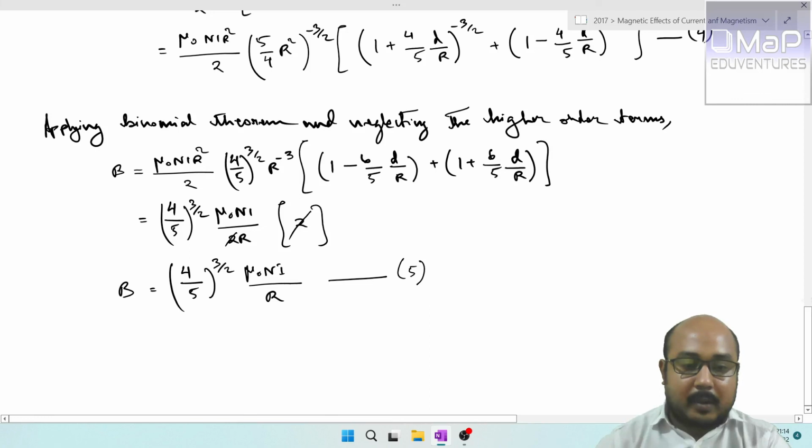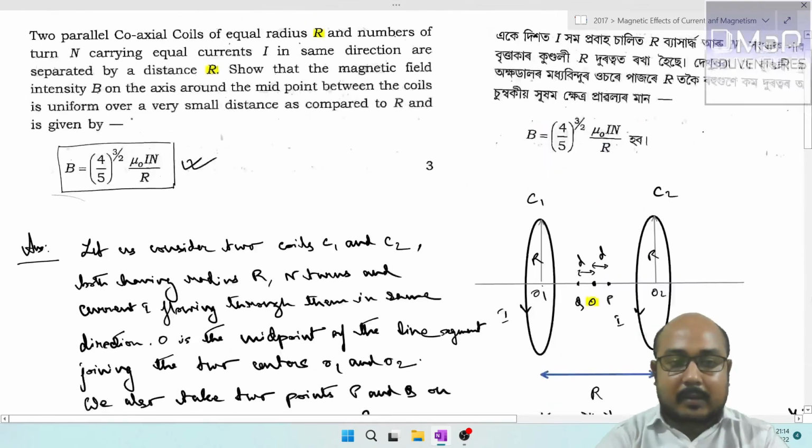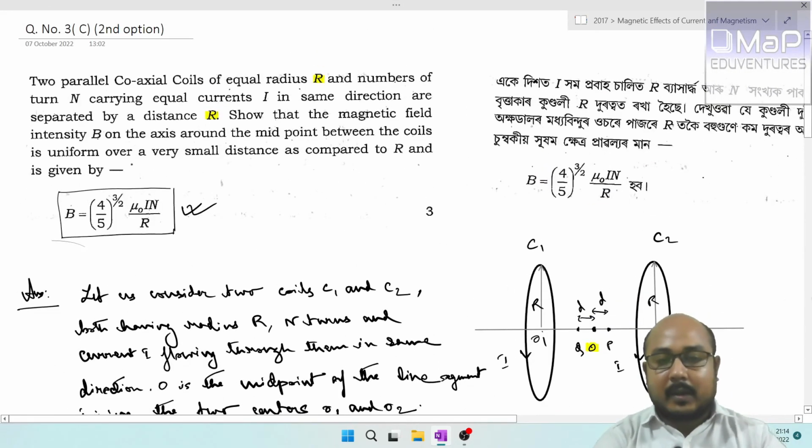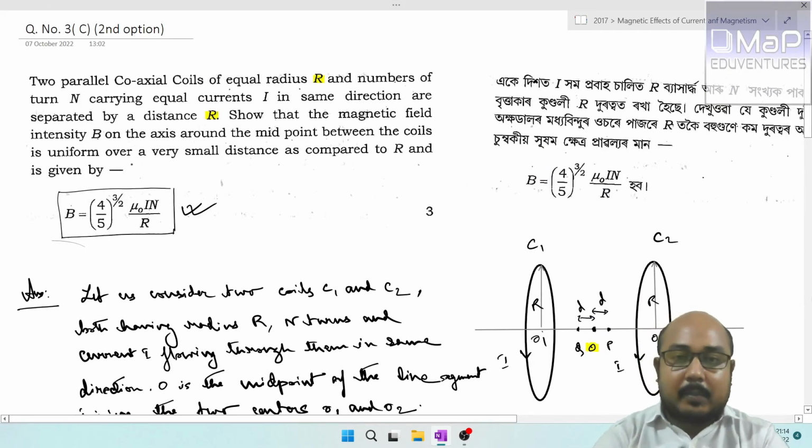B equal to 4/5 whole to the power 3/2 mu naught n I by R. Okay, so eta amar final solution ta, to amak je expression ulibole disile. Imantei amar 2017 r magnetic effects of current and magnetism r questions bur hoi.